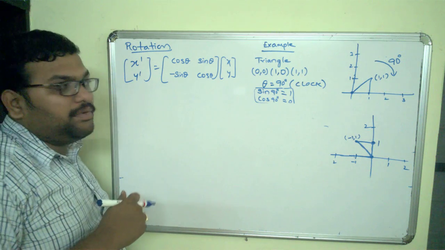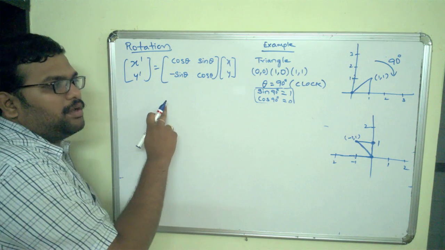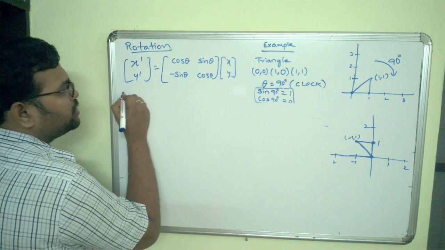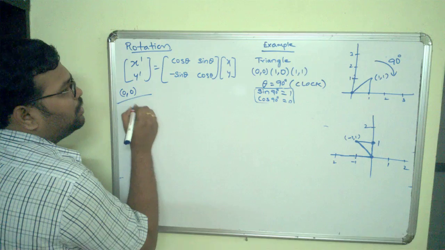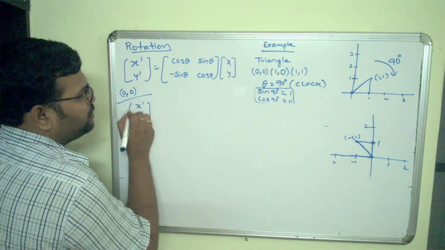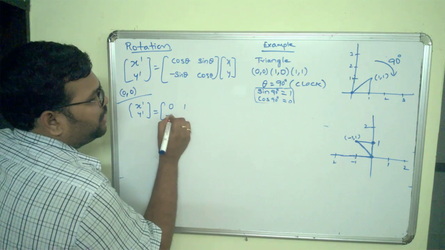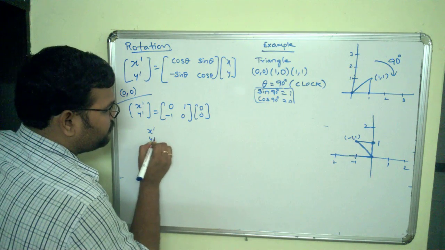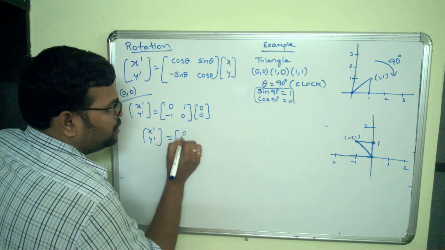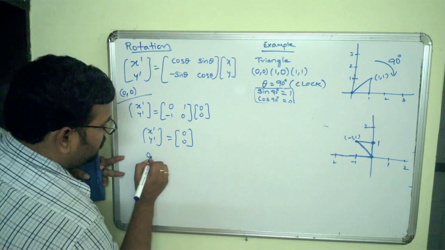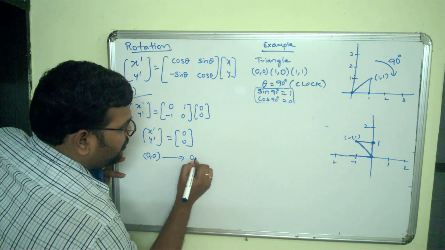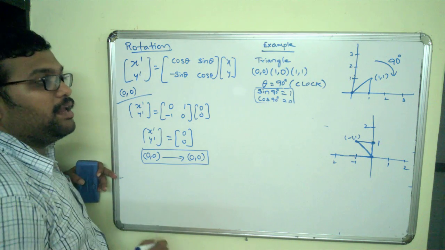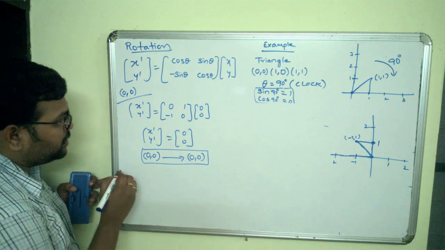Now again here we have to consider each point and then find the new coordinates. Consider the first coordinate 0 comma 0. So [x', y'] is equal to [[0, 1], [minus 1, 0]] into [0, 0]. So obviously [x', y'] will be [0, 0]. So 0 comma 0 remains the same even after rotating with an angle 90 degrees towards the clockwise direction.